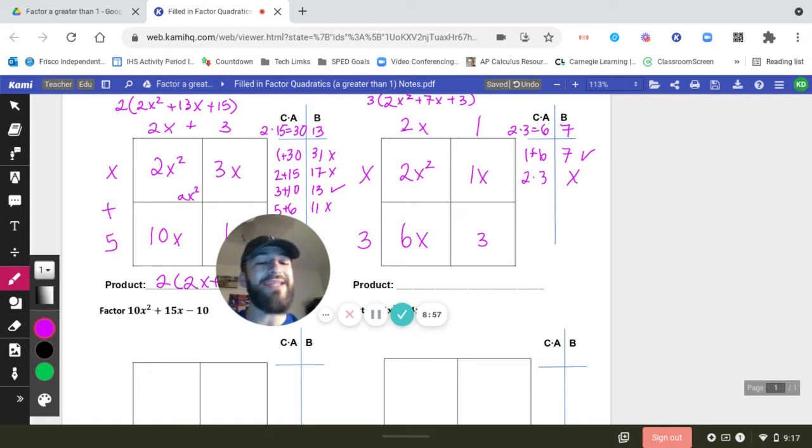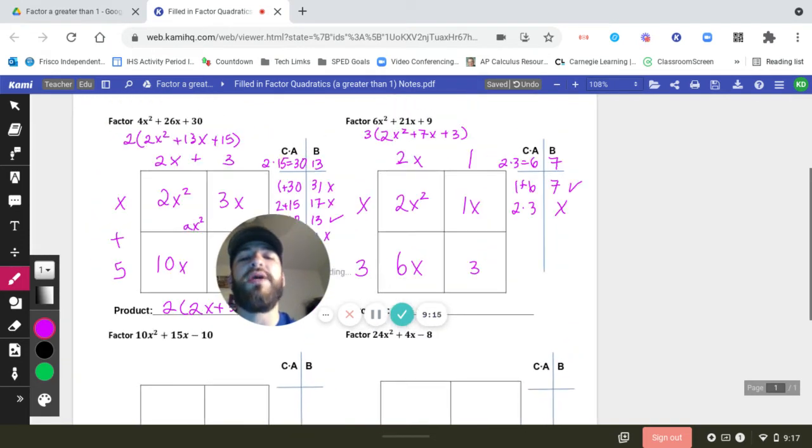So if I can't take anything out of my terms, then my GCF is just 1, okay, which is still a number we can multiply. Now let's check to see that everything works out. 2x times x is 2x squared. 2x times 3 is 6x. X times 1 is 1x. 1 times 3 is 3.